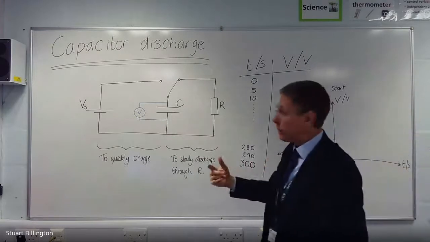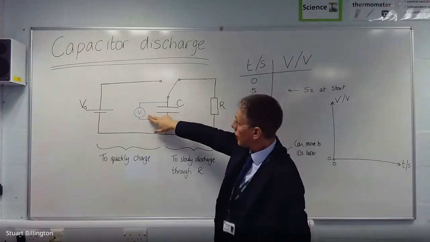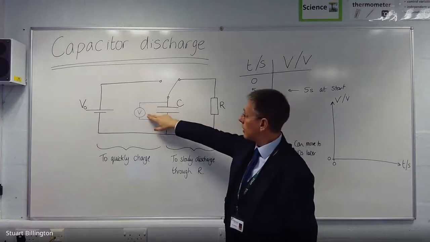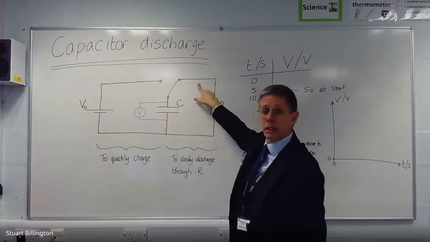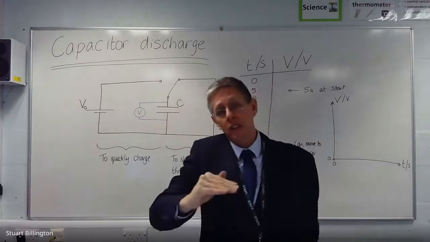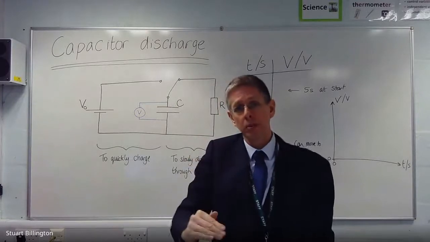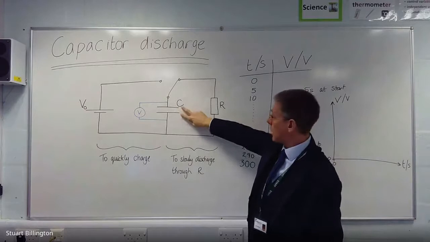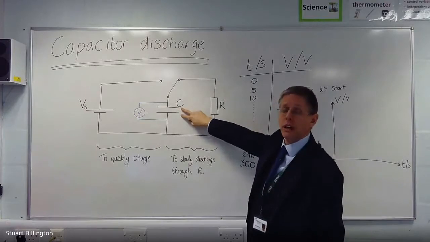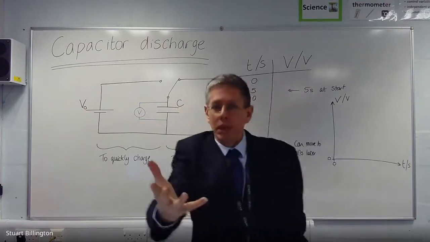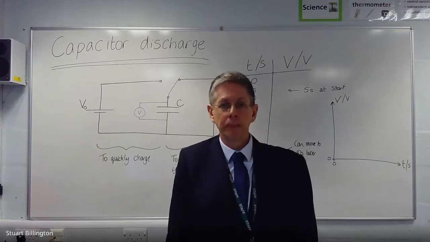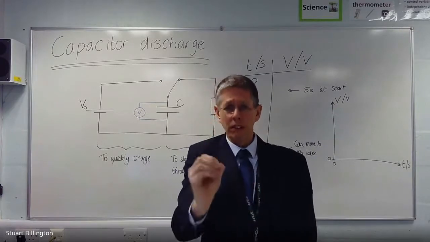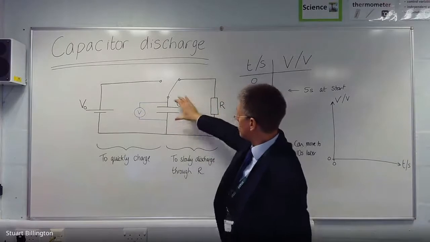We could, by the way, have used a different meter. Instead of a voltmeter, we could have an ammeter, and we could watch the current start at a particular value and then get smaller and smaller. Or we could have a coulomb meter, and we could measure how much charge is on the plate directly. But it's, you know full well, it's easiest to do this with a voltmeter. The voltmeter is a direct measurement of the potential difference here.